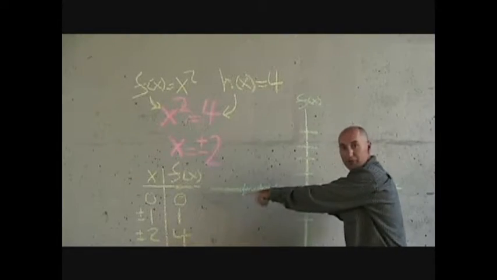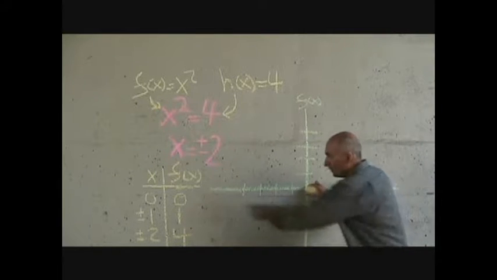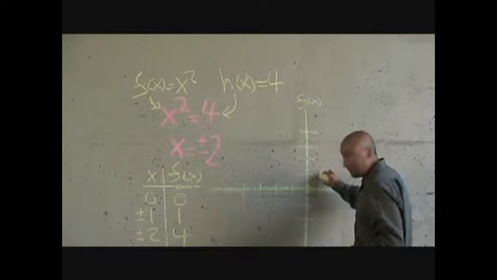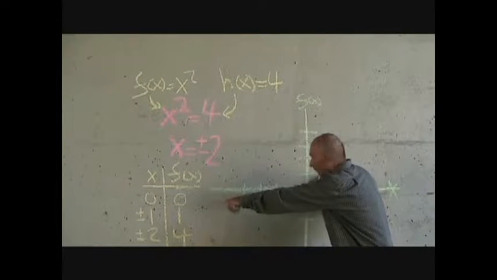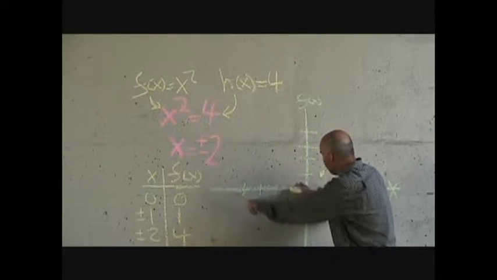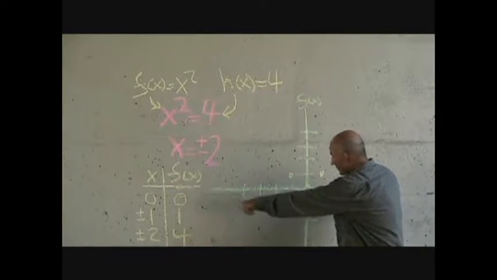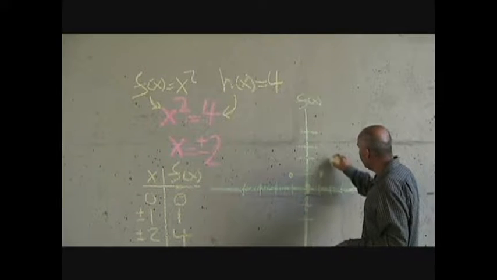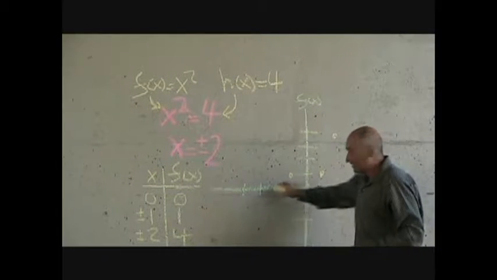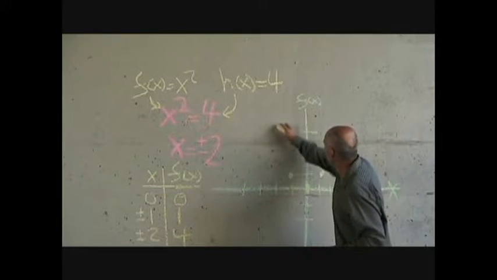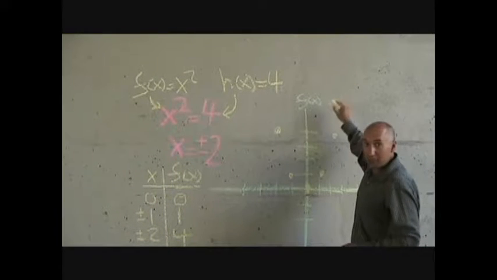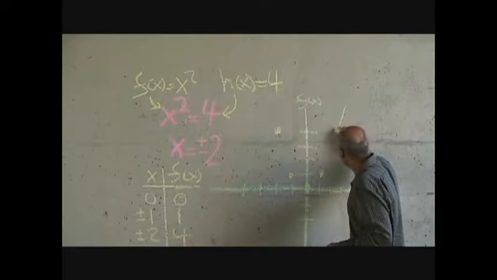So 0, 0 is here. X is 1, y is 1. That point is there. When x is negative 1, y is positive 1. When x is positive 2, y is positive 4. 1, 2, 3, 4. When x is negative 2, y is positive 4. And what you do now is just draw your parabola, connect the dots, right?